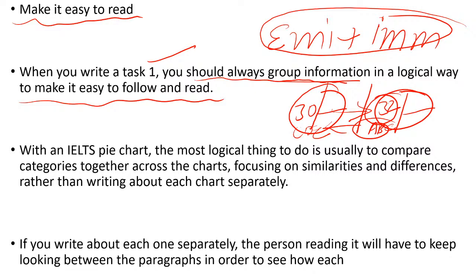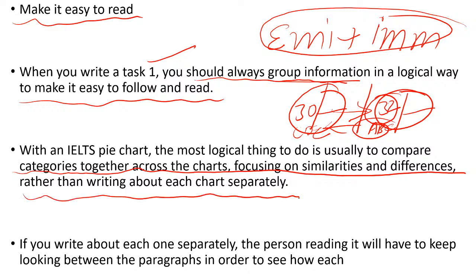So when you write an IELTS pie chart, the most logical thing to do is usually to compare categories together. This means the first and most important thing is that you need to compare the categories, focusing on similarities. You need to see which percentages are similar to each other and which are quite different from each other. So you need to look out for this information. Across the graph, focus on similarities and differences rather than writing about each chart separately. If you write about each chart separately, then obviously you would lose marks.